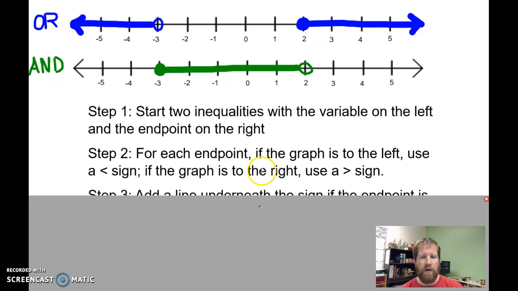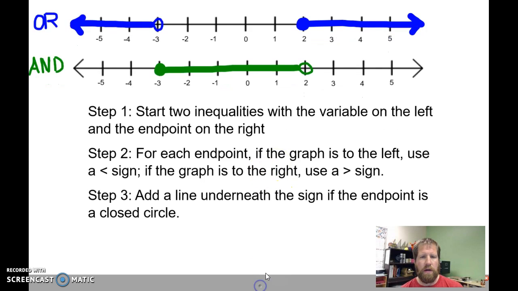When you are writing an inequality from a graph, the first thing you're going to do is write in your variables, and then your values. So here I have x and -3, and I have x and 2. I know this is an OR graph, so I can go ahead and put OR between them. And then I need to figure out which signs I'm going to have between my variables and my constants.